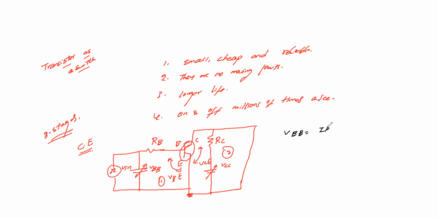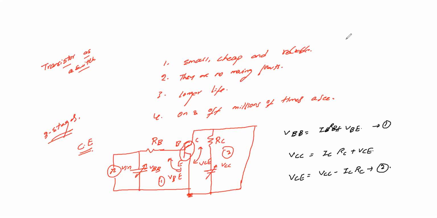VBB is equal to IB RB plus VBE. I'll take this one as the first equation. And when you're discussing the VCC, VCC is equal to IC RC plus VCE. Now, if you want to find the output, the output will be across your collector and emitter. So VCE is equal to VCC minus IC RC. I'll take this one as your second equation.